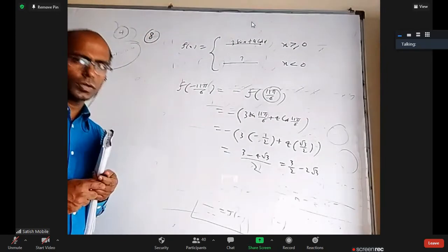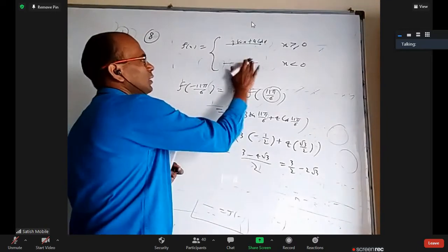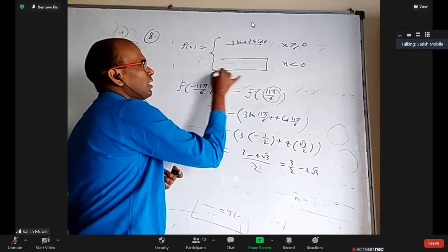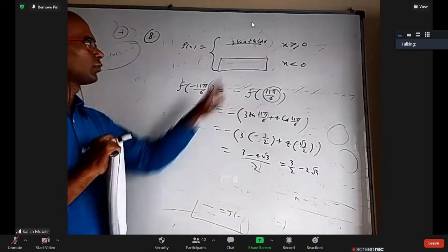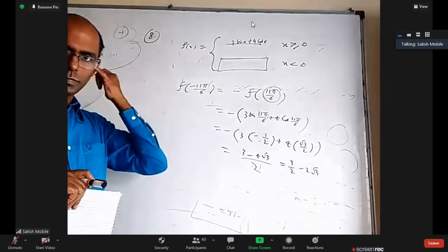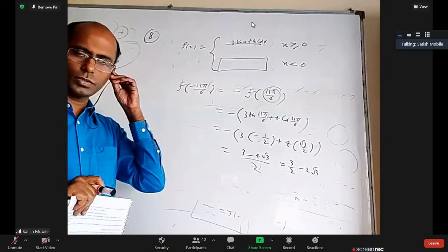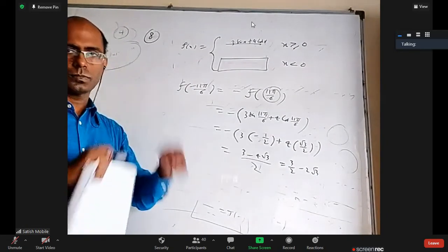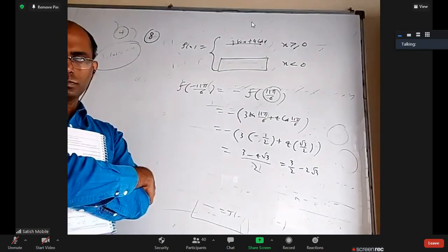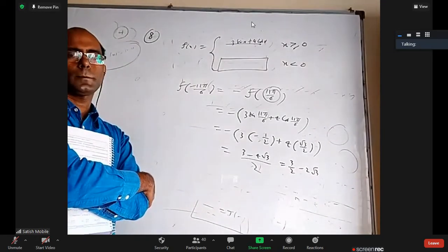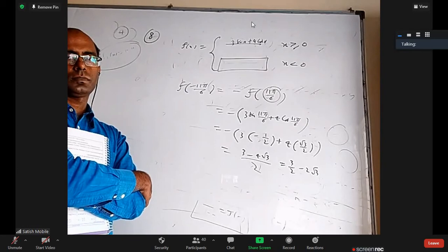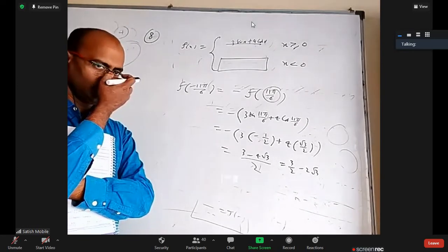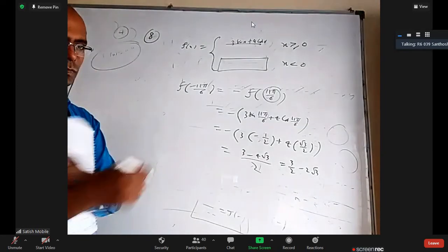Yes, sir. Okay, now let us see if somebody can tell explicitly, for all negative values of x, what should be the definition? What function will you write here in terms of sin x and cos x? Anybody? Minus 3 sin x plus 4 cos x.